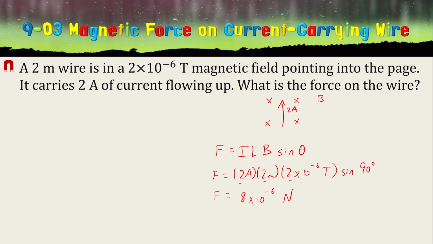And which way is that going? Well, fingers are going in. Thumb is going the direction of the current. So our force is going that way. So that is going towards the left.